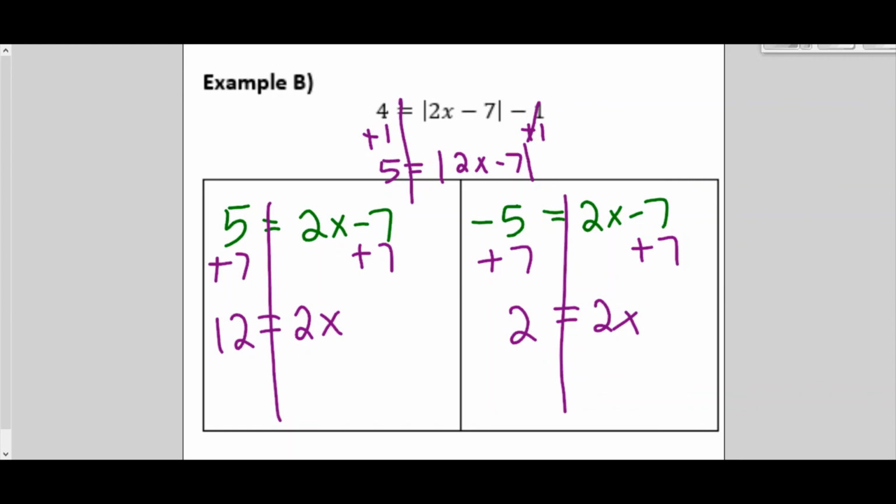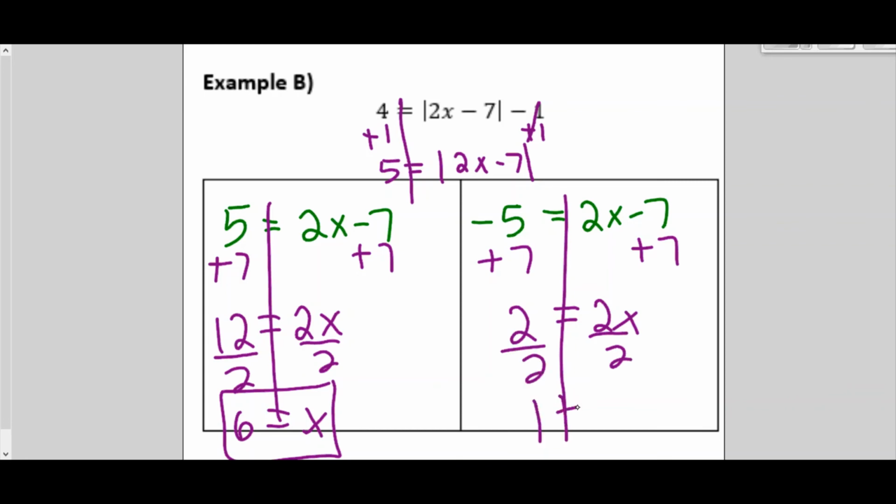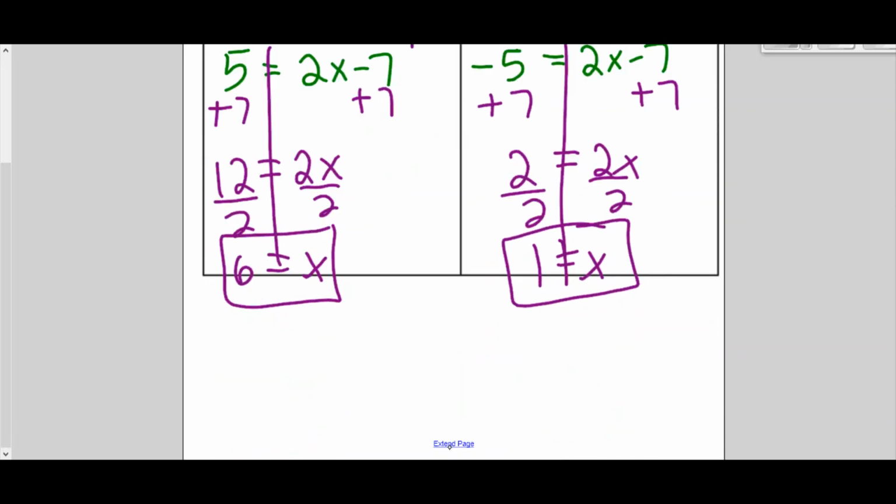Then I'm going to divide. So notice the x isn't by itself yet. I'm going to divide by 2. So x is 6. Or if I divide by 2 here, x is 1. And again, if I'm going to type my answer into MathXL, the way that you would do that is you would say x equals 1, comma, 6. So these are your 2 solutions, 1 and 6.